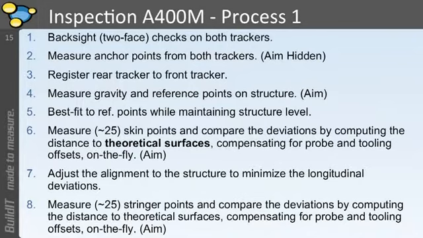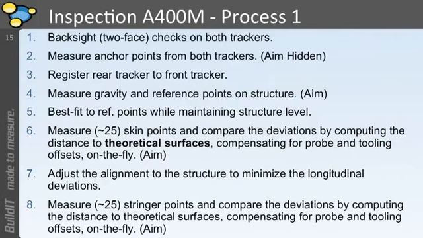So with the 400M on one of the fuselage sections, what we do is essentially when we initialize the tracker at the beginning, we first perform a backside or two-face check on both trackers just to establish that the calibration of the trackers is still acceptable. And then we measure anchor points that are not really on the structure itself, but are located on the floor and on concrete beams all around the inspection station. And then we measure those points from both the front and back trackers, because in this process we actually had two trackers to measure each side of the fuselage section. So one was sitting at the front of the section, the other one was sitting at the back.